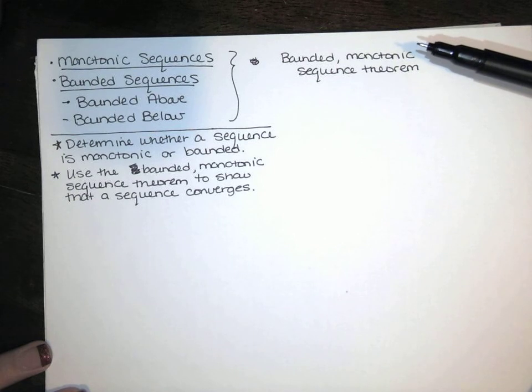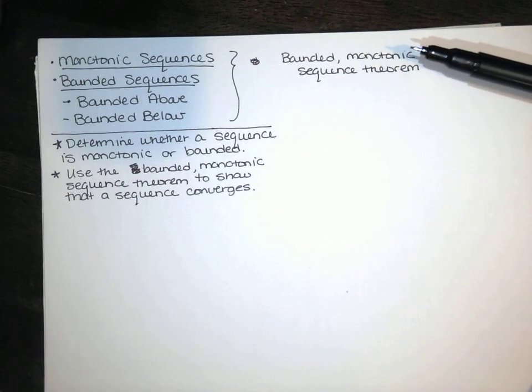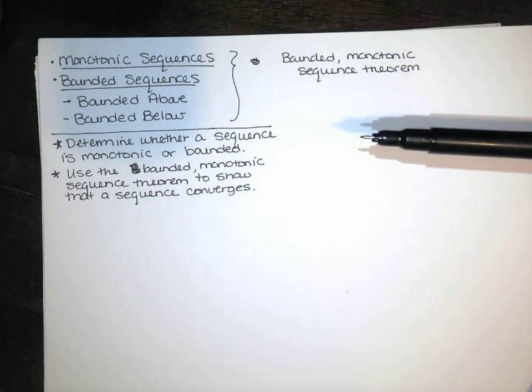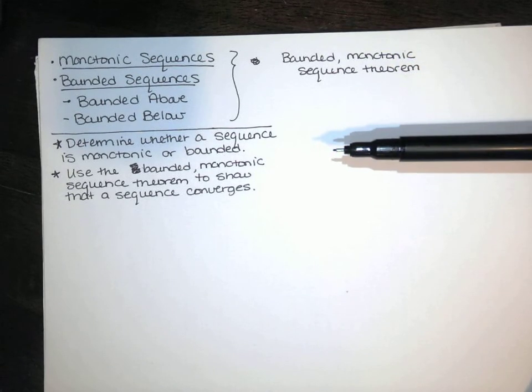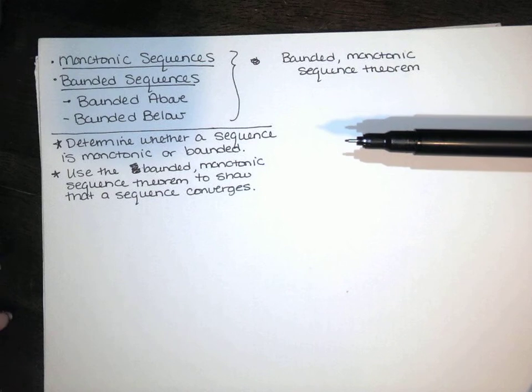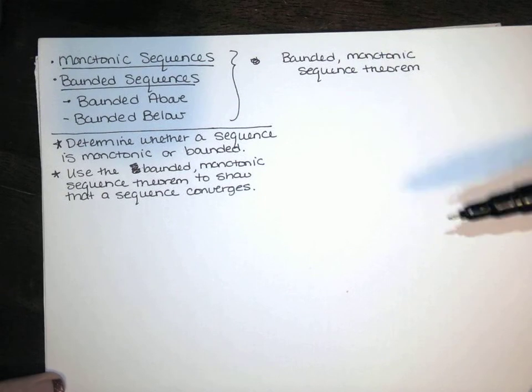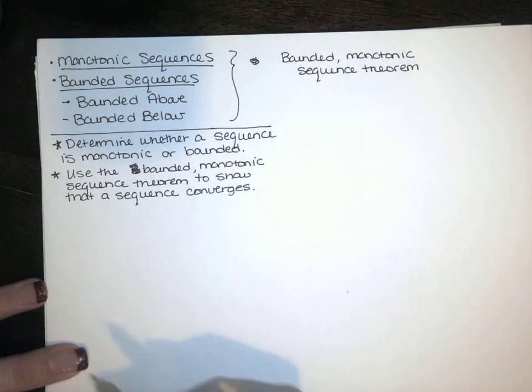Then we're going to look at a few examples of sequences and try to determine whether they're monotonic or not, or bounded or not. Then we're also going to use the bounded monotonic sequence theorem to show that a particular sequence converges. So let's talk about what monotonic means.